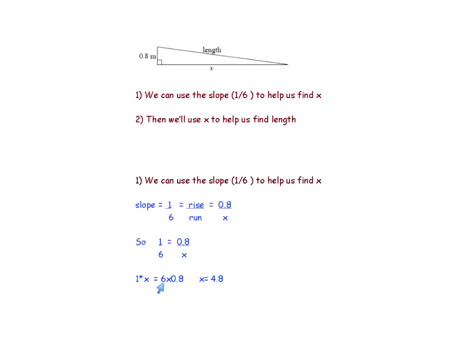1 times x gives us x on the left side. 6 times 0.8 gives us 4.8. So we found out what x is. That's great. So we now know that x is 4.8, and we can label that right here, 4.8. And now we can use the Pythagorean formula. So length squared, or in other words, long side squared is equal to short side squared plus short side squared. So length squared is equal to 0.8 squared plus 4.8 squared.